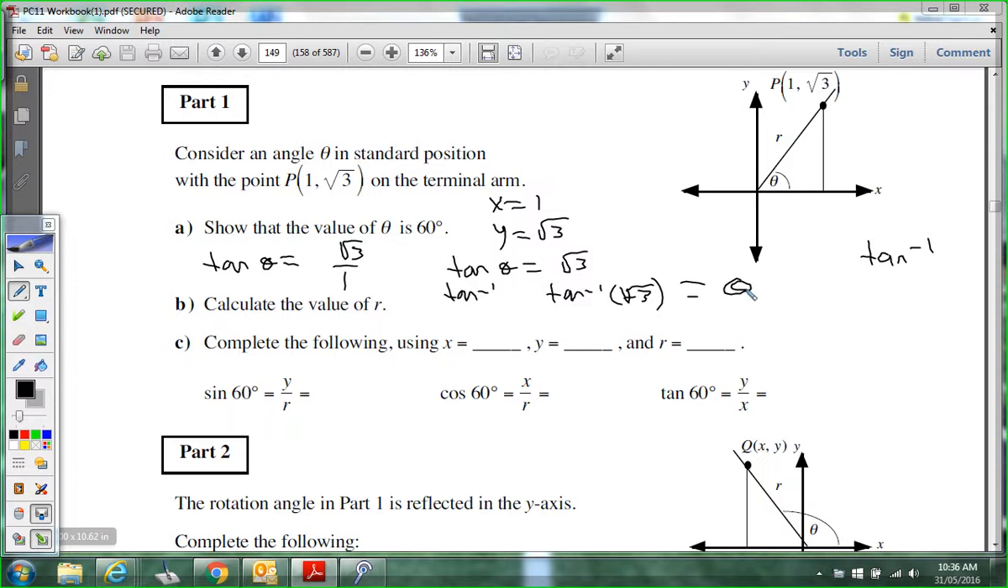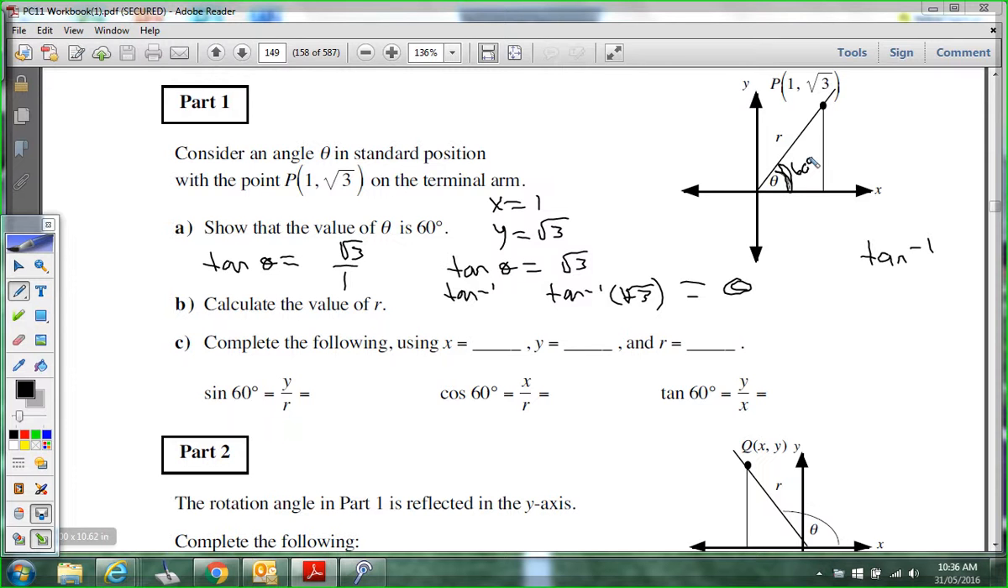Everybody see that? So that's how we figure out what this angle measure is. This angle measure is 60 degrees. Make sure you're in degree mode. Go to mode and make sure you're in degree mode, not radian. Probably in radians.